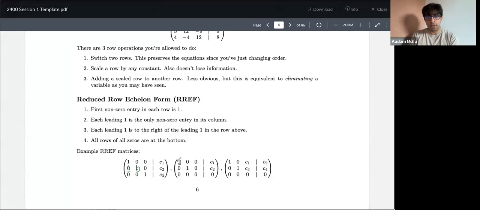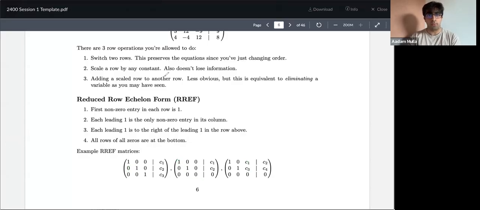If you can see here, your 1's here. As you go down a row, your 1 is shifted over. Similar idea. This one's fine. It's fine to have some numbers here because remember, the leading 1 is all we care about. The other important thing is that if you have a row of zeros, they're always at the bottom. So we should move any rows of zeros to the bottom.